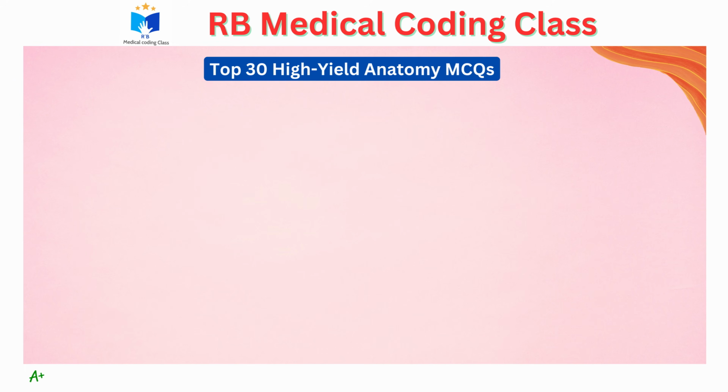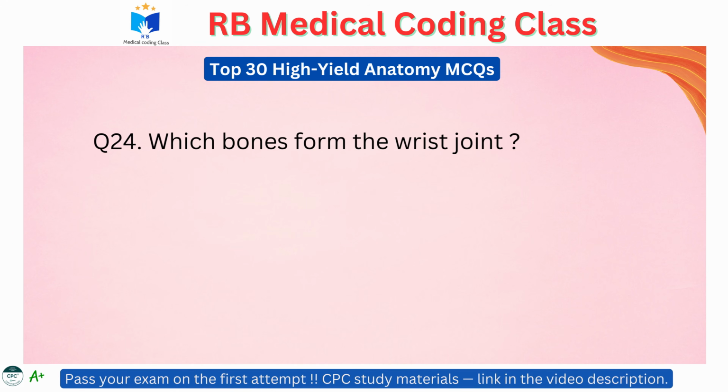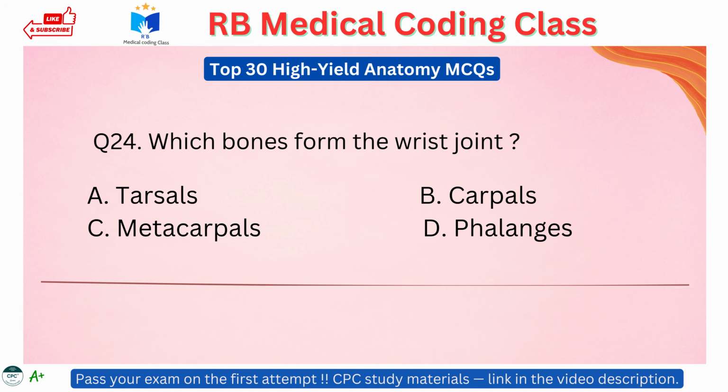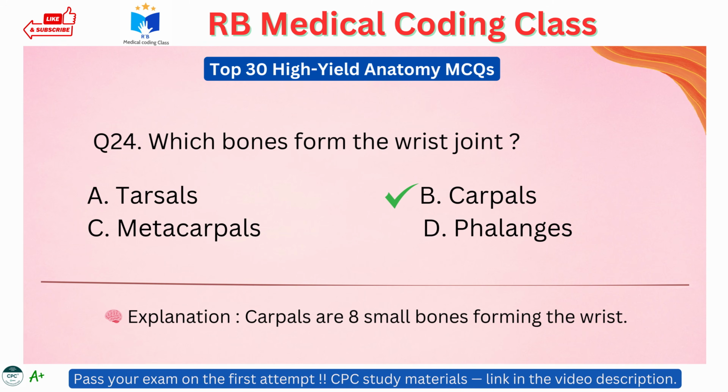Question 24. Which bones form the wrist joint? A. Tarsals. B. Carpals. C. Metacarpals. D. Phalanges. Answer. B. Carpals. Explanation. Carpals are 8 small bones forming the wrist.